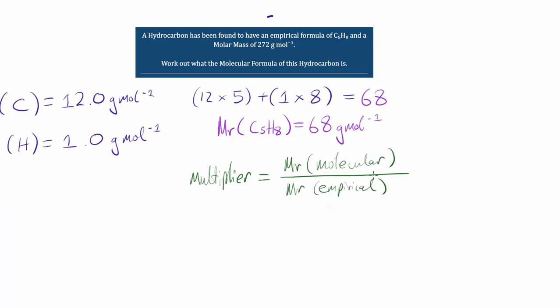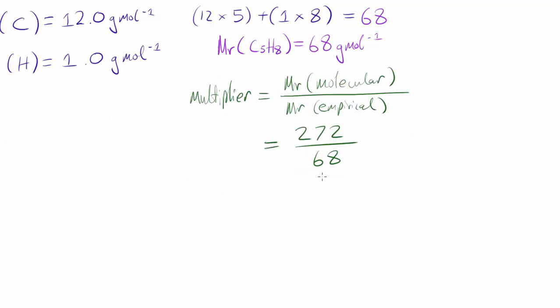In effect, this is to say that to get the multiplier, what I need to do is divide the molar mass of the molecular formula by the molar mass of the empirical formula. And at this stage, we've got both, right? So this one would be the 272, and this one would be the 68, which we worked out. So that would be equal to 272 divided by 68 in this case. If you have a go at that, you would be able to find out what our multiplier is. And in this case, if you did have a go, you'd find that the multiplier is 4.